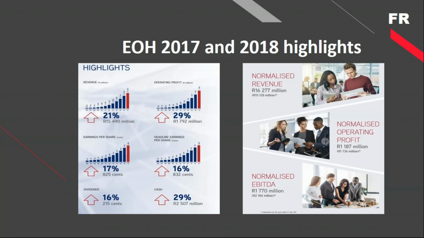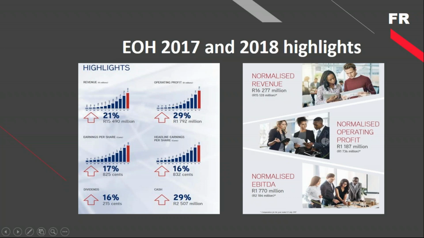Okay. Now, next page, we're taking a look at EOH. On the left side, that's for 2017, and on the right side, that's for 2018. So 2017, everything was hunky-dory. Revenue up 21%, operating profit up 29%, earnings per share up 17%, dividends up 16%, and cash from operations was up 29%. So if you were an investor in 2017 and a shareholder, you would have been smiling all the way to the bank to collect your dividends.